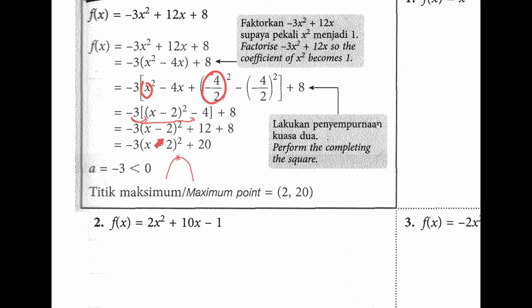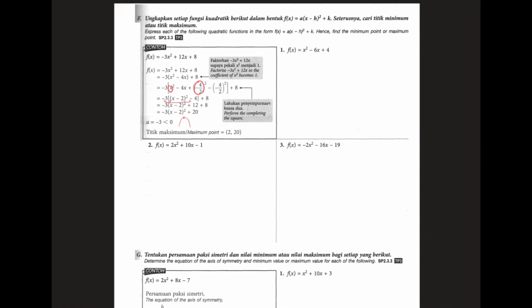So that's why the maximum point you take from here and here. You let the bracket equal to 0. x minus 2 equals 0. Then x equals 2. This one is y. y is 20. So like that. Okay, so this one I explained already. This is the second round.